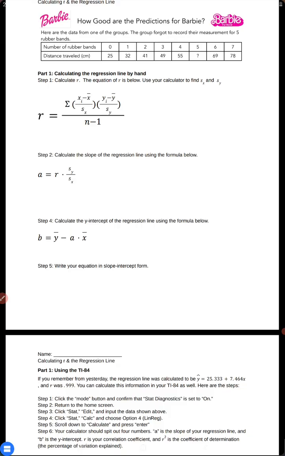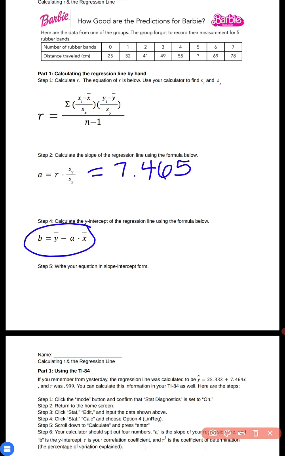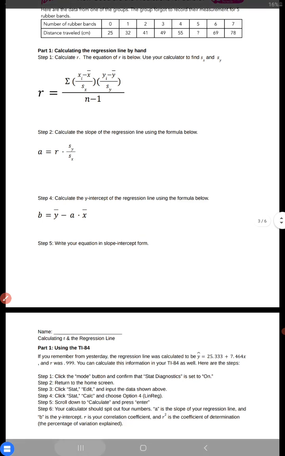Okay, so going back to my notes here, we got that our slope was 7.465. Okay, the other thing that I need for a line of best fit is a starting point, which we usually refer to as the y-intercept. And again, I have a formula sitting here for you for the y-intercept. So for the y-intercept, we're going to use that slope that we just found, but then we're also going to need the mean of y and the mean of x. So I'm going to go back to my calculator and grab those.